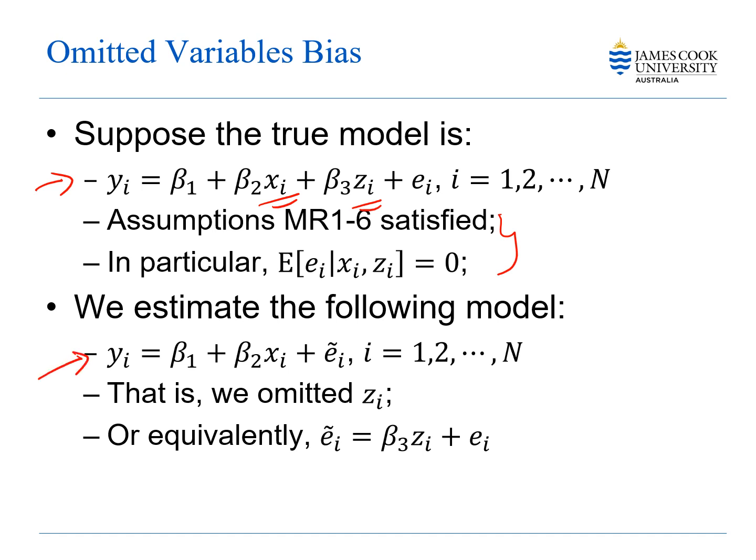That means, now I'm denoting the error term as E tilde, we leave z in the error term. So E tilde i is beta 3 times zi plus the original ei. Let's see, when we regress y against x, whether our estimate of beta 2 here can be a correct estimation.